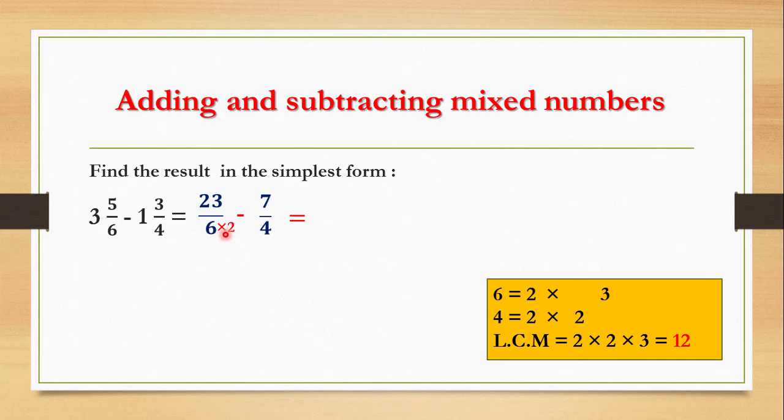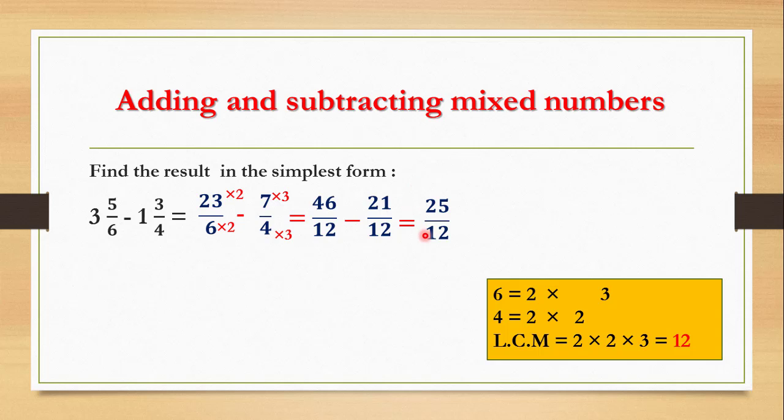I'll multiply 6 by 2, so I'll multiply 23 by 2. 6 by 2 equals 12. So the result will be 46 over 12. By the same way, 4 times 3, so I'll multiply 4 times 3 and 7 times 3. The result will be 21 over 12. Now we have two like fractions, the same denominator, which is 12. Then subtract 46 minus 21 is 25. So the result is 25 over 12.